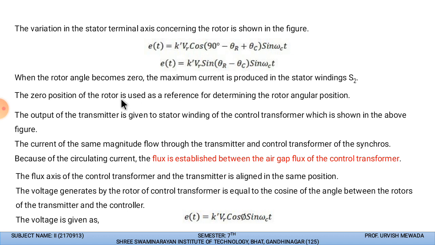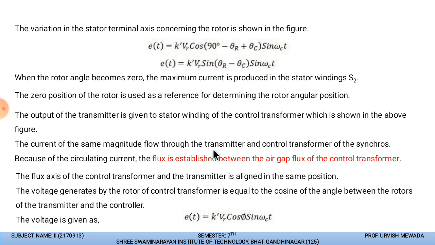Now when the rotor angle becomes 0, the maximum current is produced in the stator winding S2, and the 0 position of the rotor is used as the reference for determining the rotor angular position. The output of the transmitter is given to the stator winding of the control transformer, which I already discussed. And a current of the same magnitude flows through the transmitter and control transformer of the synchros.